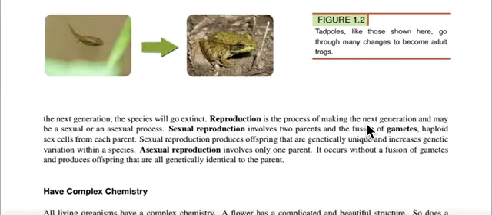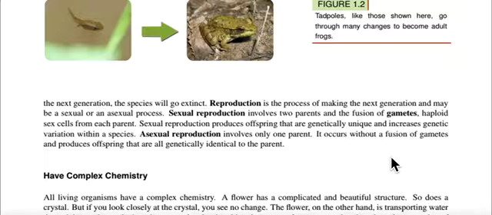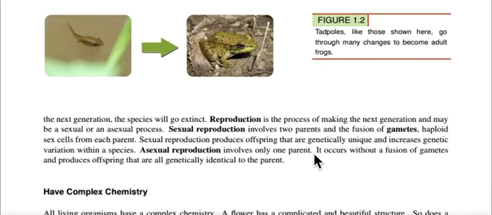Reproduction is a process of making the next generation and may be sexual or asexual. Sexual reproduction relies on two parents and the fusion of gametes, haploid cells from each parent. Sexual reproduction produces offspring that are genetically unique and increases genetic variation within the species. Asexual reproduction involves only one parent and occurs without the fusion of gametes and produces offspring that are genetically identical to the parent. When we talk about genetics later on, a good example of this is a potato.